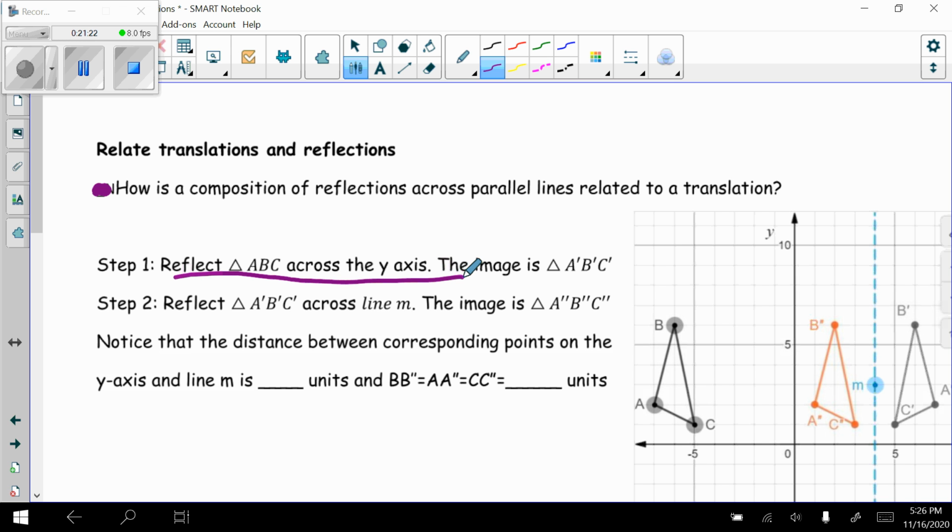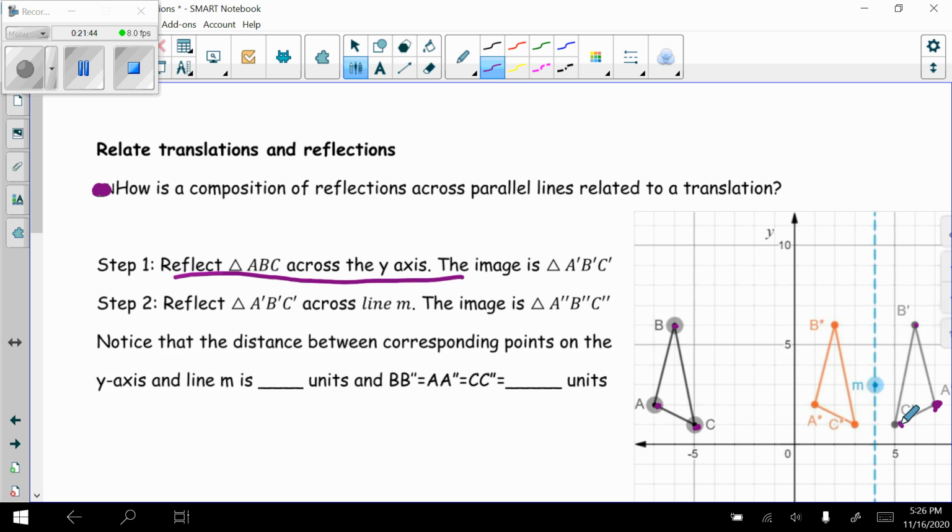Remember, we learned yesterday if I reflect across the y-axis, I'm folding it over this line. So what changes are my x's. So this B, the y didn't change, the x changed signs. The A, the x changed signs, the y stayed the same. C, I went from -5 to a +5. So that's how we got that.